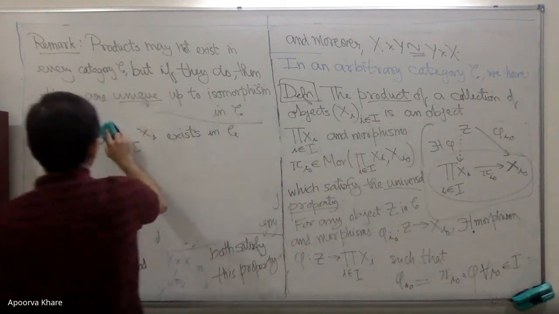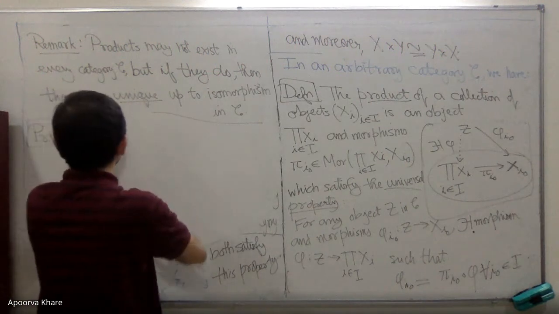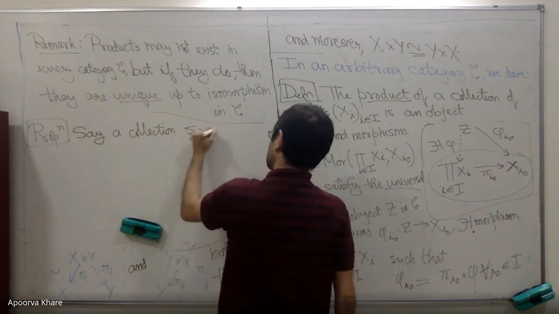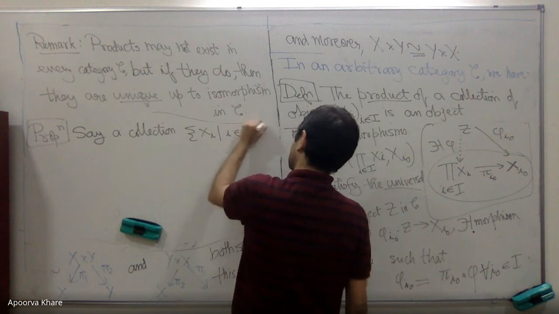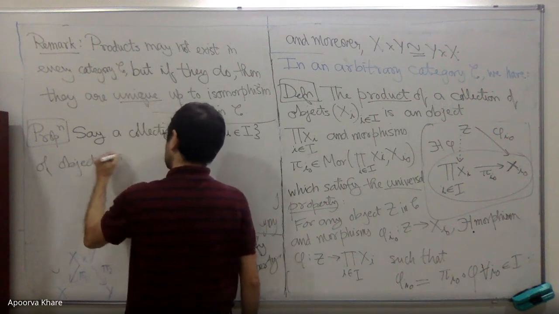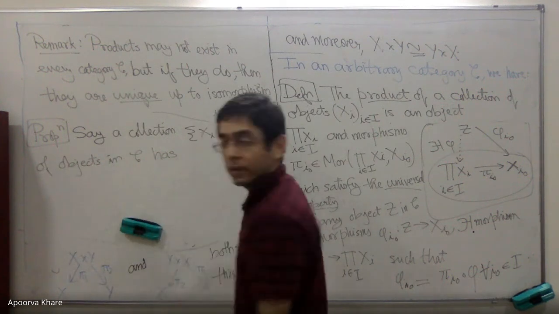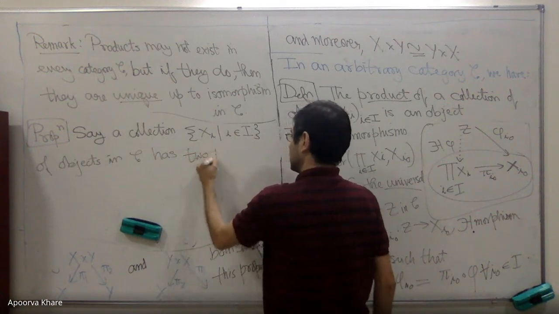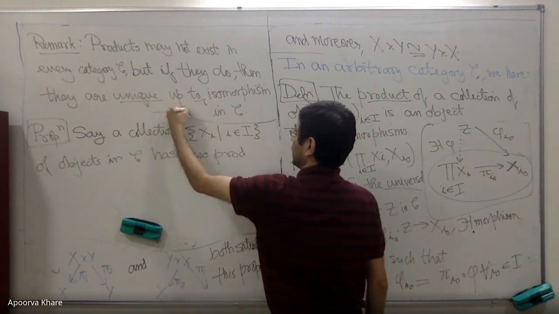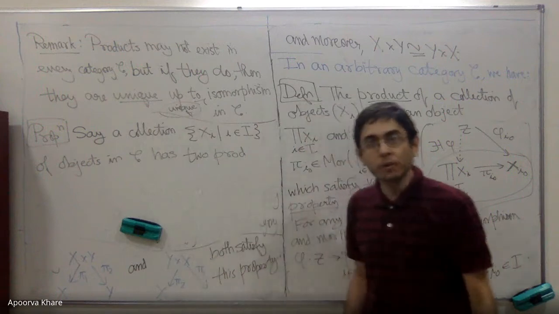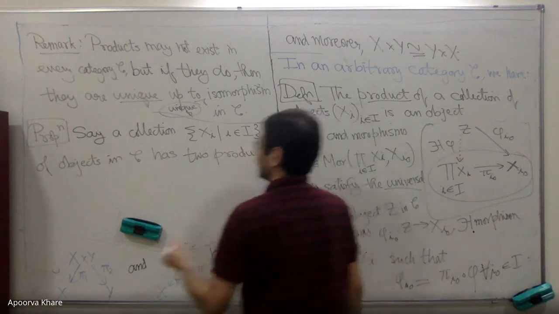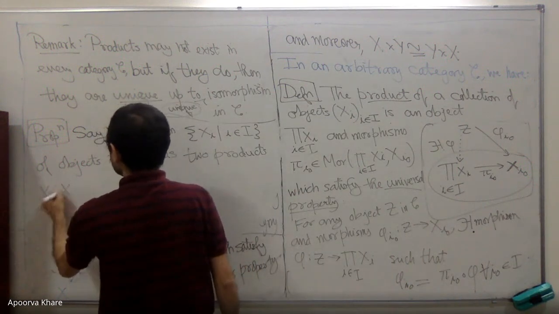Actually, sorry. Let me put it this way. Say a collection of objects, a set of objects in C, has 2 different products. And by the way, I should have pointed out, they're unique up to unique isomorphism. Even the isomorphism itself is unique. It's very, very precise. Okay? Has 2 products. Let's say, I don't know, X and X prime in C.